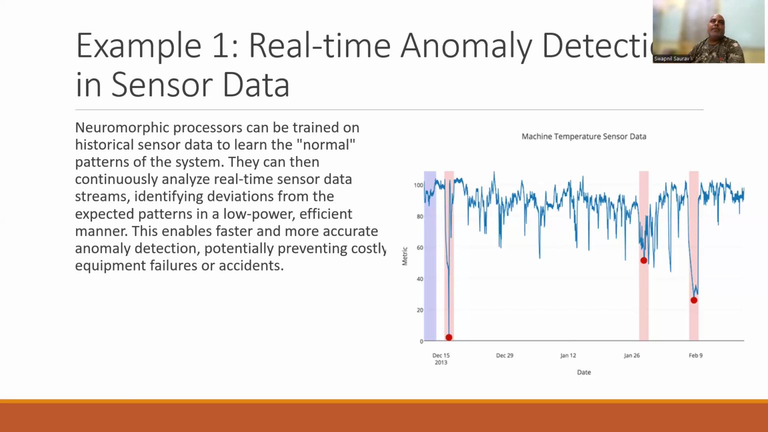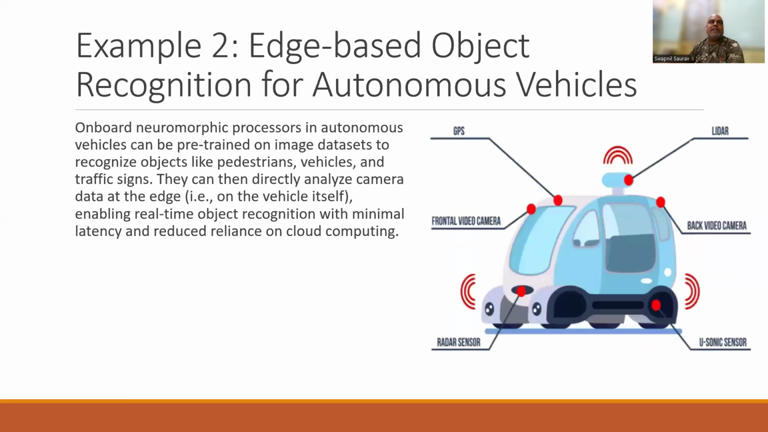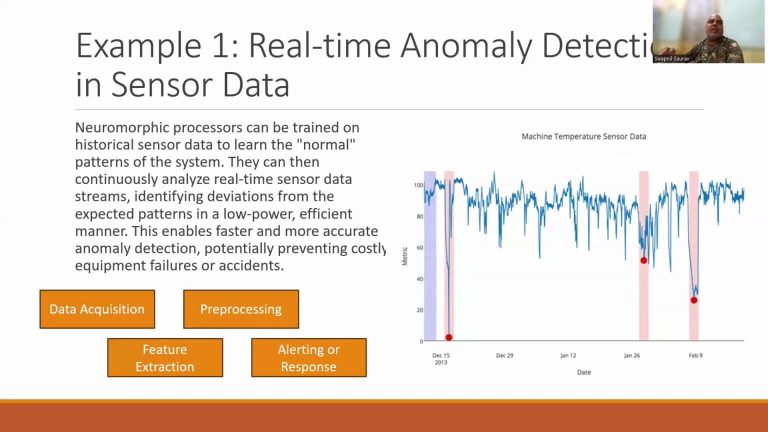Let's look at the approach. Let's break down the approach into 4 parts. You have sensor data acquisition. Sensors collect data, temperature, pressure, etc. continuously, and then you pre-process. Raw data might undergo filtering or scaling for compatibility with the neuromorphic systems.